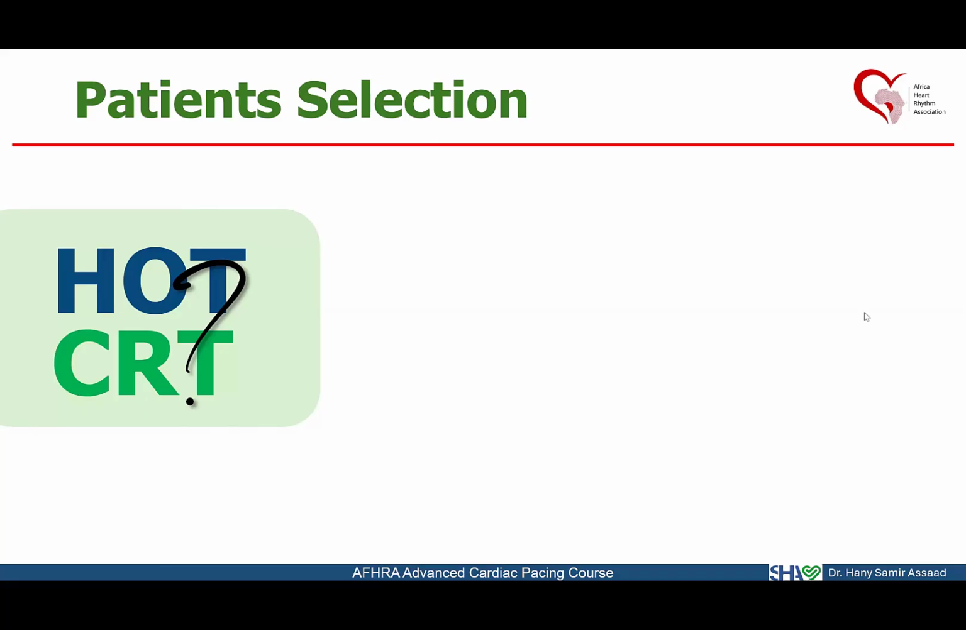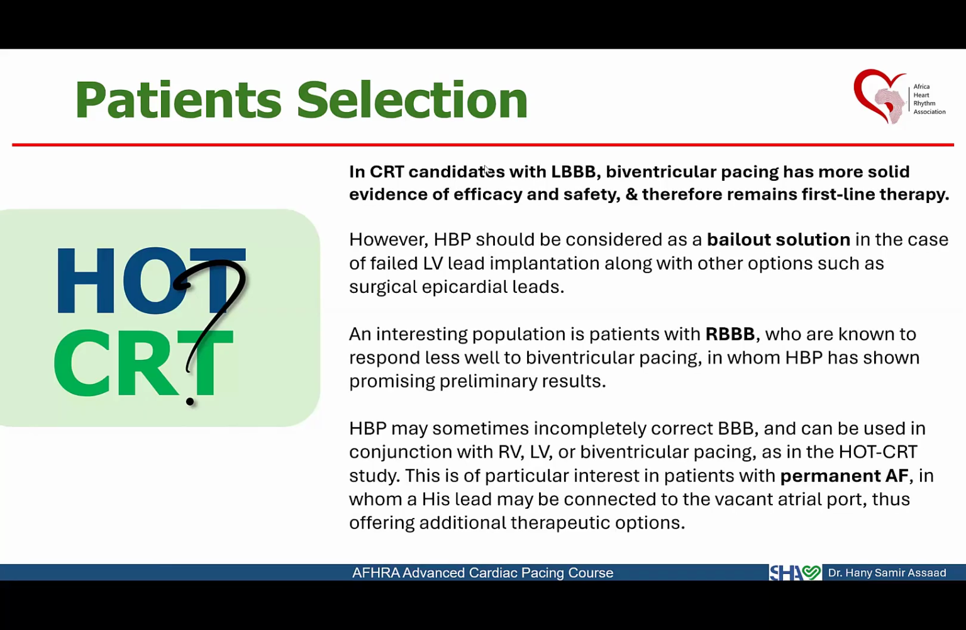Again, in CRT candidates with left bundle branch block, biventricular pacing has more solid evidence of efficacy and safety, and therefore remains the first-line therapy. His bundle pacing could be a bailout solution in case of failed LV lead implantation, and a way of thinking in patients known to have less response to conventional biventricular pacing, like those with non-left bundle branch block morphology.